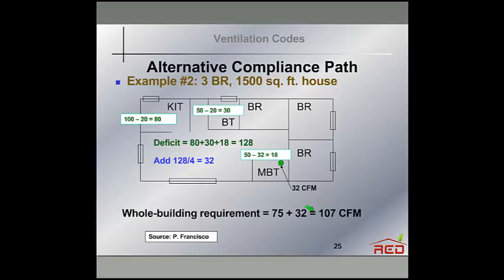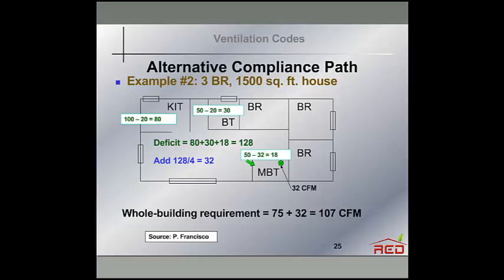Same house, but now things are a bit different. We now have a window in the kitchen, so we reduce the deficit by 20, giving us 80. We have a window in this bathroom, reducing it by 20, giving us a deficit of 30. And in this bathroom, we have a fan that has a measured flow rate of 32 CFM. The requirement is 50. The existing fan is 32, so we have a deficit of 18.